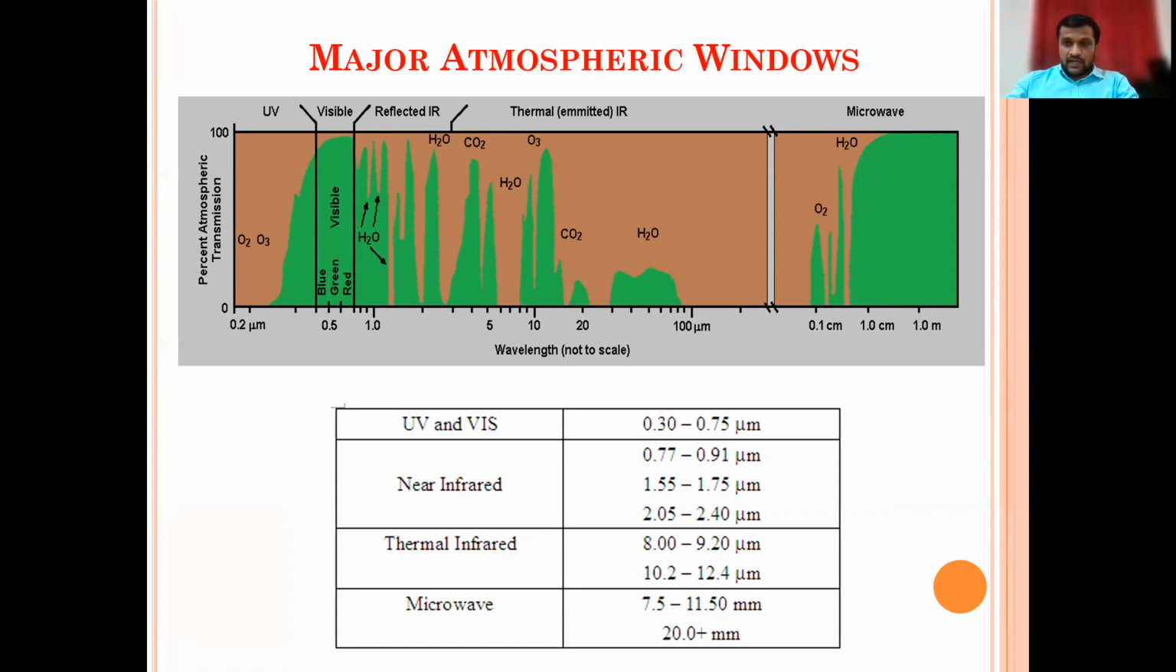That can be again reflected from the target, from different objects on the ground, and it will be captured by the sensor. So these are certain wavelength intervals. In ultraviolet and visible, then near infrared, we have certain wavelength intervals. These wavelength intervals can be used for the remote sensing process, because they can easily pass through the atmosphere, and can be easily captured by the sensor when reflected after the interaction with the target, after the interaction with the object on the Earth surface.